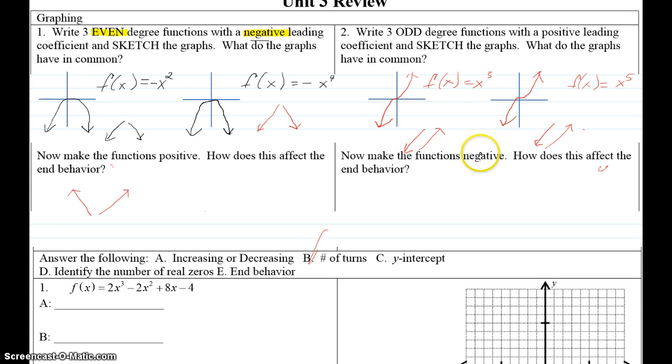So if I were to make the functions negative, it would just be the opposite. So think about it, if I made a negative, it would look something like that. And so as x goes to negative infinity, my graph is going up. As x goes to positive infinity, my graph is going down.